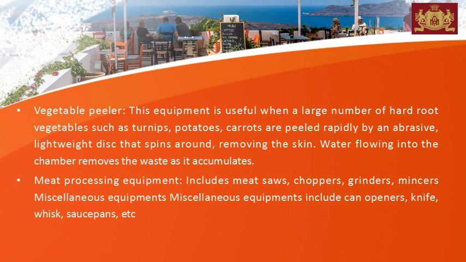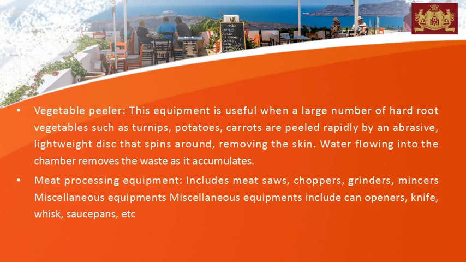Vegetable peeler. This equipment is useful when a large number of hard-root vegetables such as turnips, potatoes, carrots are to be peeled rapidly by an abrasive, lightweight disc that spins around, removing the skin. Water flowing into the chamber removes the waste as it accumulates.